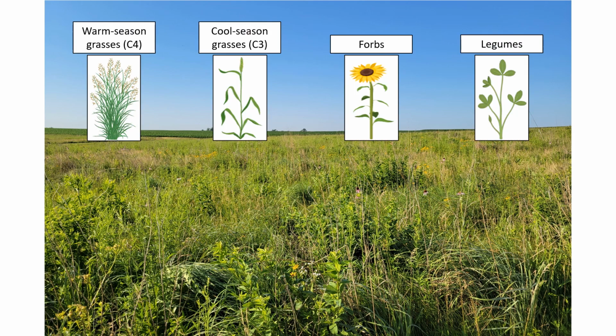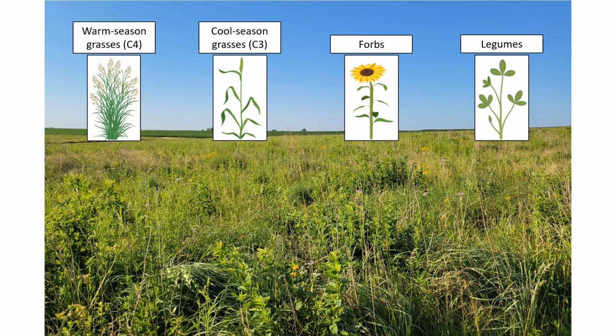In grasslands, we commonly find plants from four functional groups: warm season grasses, cool season grasses, forbs, and legumes. Warm season grasses are grasses that grow well in hot and dry conditions. Warm season grasses complete the C4 pathway of photosynthesis, and they tolerate summer conditions well and grow throughout the summer months.